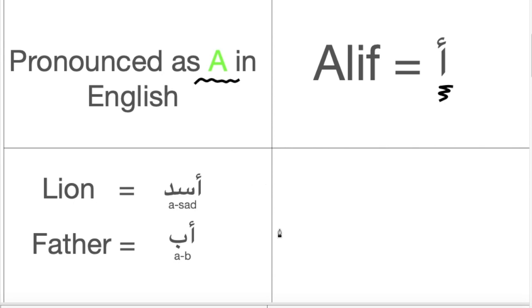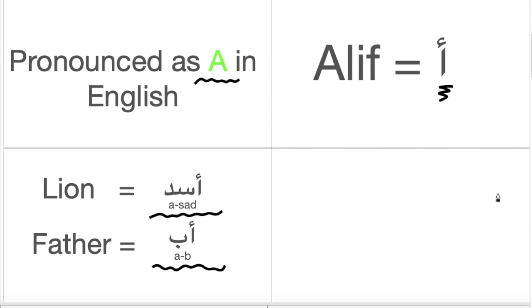I put two words here that start with Alif. Asad, Alif, Sin, Dal. Asad means lion. And Ab, Alif, B. Ab means father. How do you write Alif?